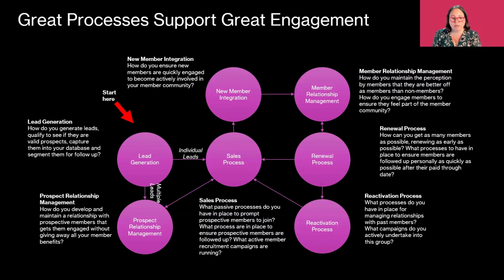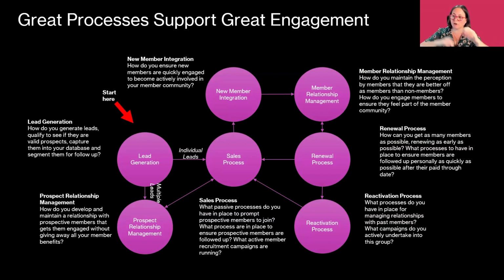Then once you've got somebody in your database, how do you build a relationship with them as a prospective member? Then how do you actually take them from a prospective member into a member? What's your sales process look like? What automation have you got built around that? Once someone's made that decision to join, what's your new member integration or onboarding process? What's your automation around that?